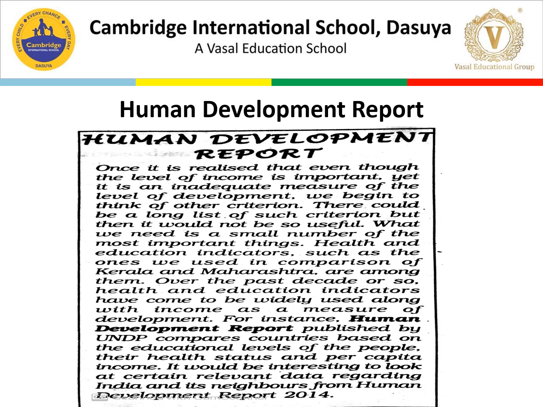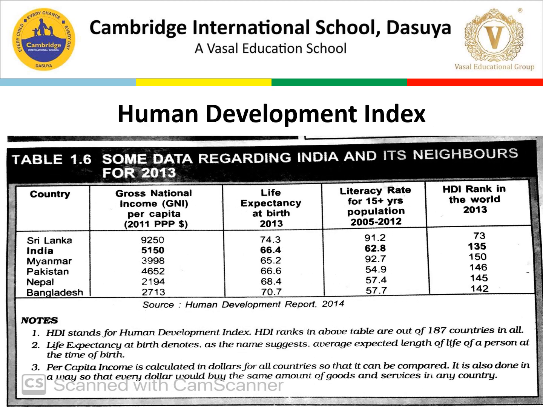Now let's move to the next topic, the Human Development Index. This is the last topic on page number 13. That is also very, very important. Here you can see the first thing which we have to learn in the notes part. See, after table 1.6, the notes part. They have mentioned first, HDI. HDI stands for Human Development Index. HDI ranks in the above table are out of 187 countries in all.